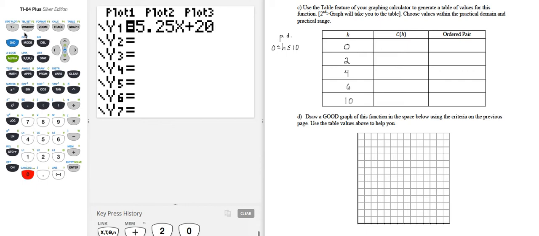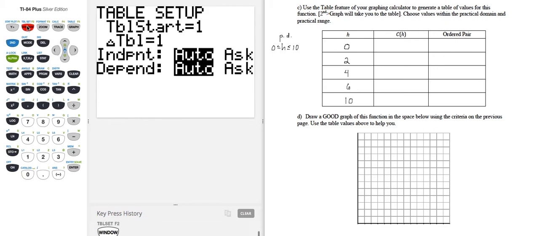I want to go to table set and check the values there. So I'm going to press second and then window. My table is starting at 1 and it's incrementing. Delta table means change in table. It's incrementing by 1. My independent and dependent should both be on auto. And if these are not the settings on your table, you can use the arrow keys to move back and forth or change the values here. To see the table is above the graph.